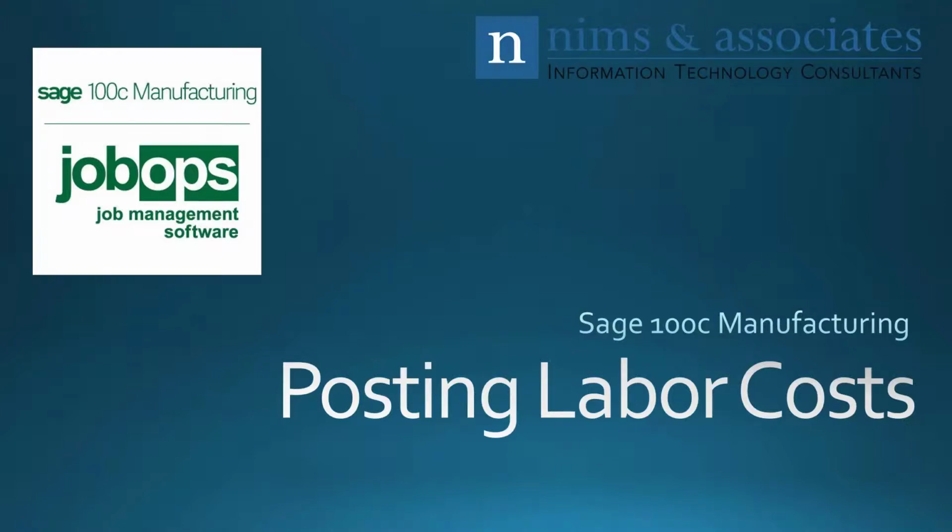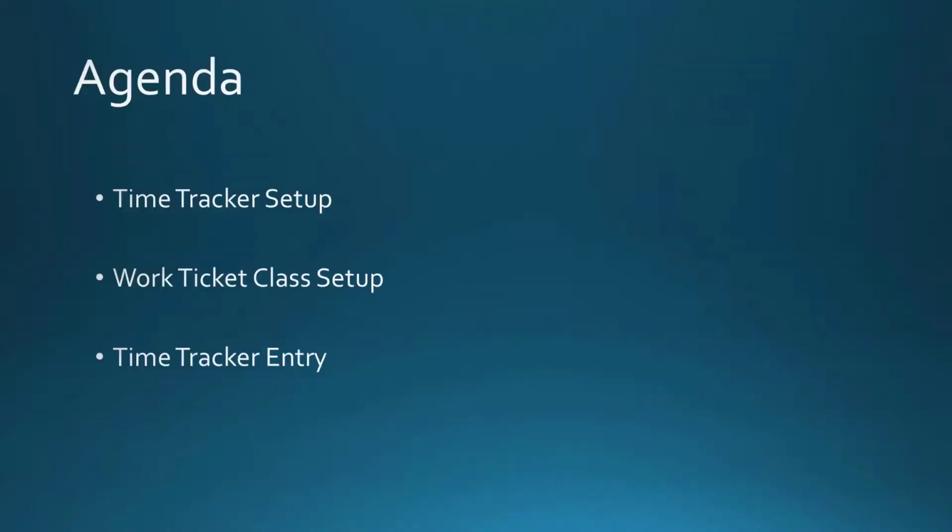Today we're going to talk about posting labor costs into Sage 100C manufacturing. Our agenda today is to take a look at Time Tracker setup. As you probably know, Time Tracker is the module for recording labor in Sage 100 manufacturing. So we're going to look at the setup for Time Tracker. We're also going to look at the setup for the work ticket class that relates to how labor is posted. And then we'll do some examples of Time Tracker entry.